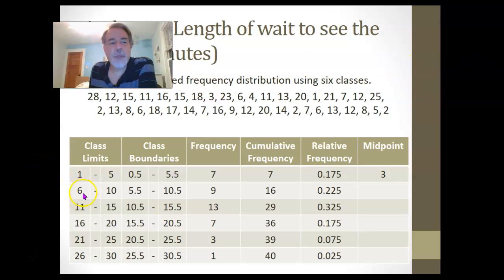What about the next midpoint? What's halfway between 6 and 10? That would be 8. You can probably just see that, but you can also take 6 plus 10 and get 16. Divided by 2 is 8. The next midpoint is 13. And by the way, notice that the midpoints, just like the limits and the boundaries, go up by 5 each time. So once you find that first midpoint, you can add the width to that to get the next one, and the next, and the next. So 18, 23, and 28.